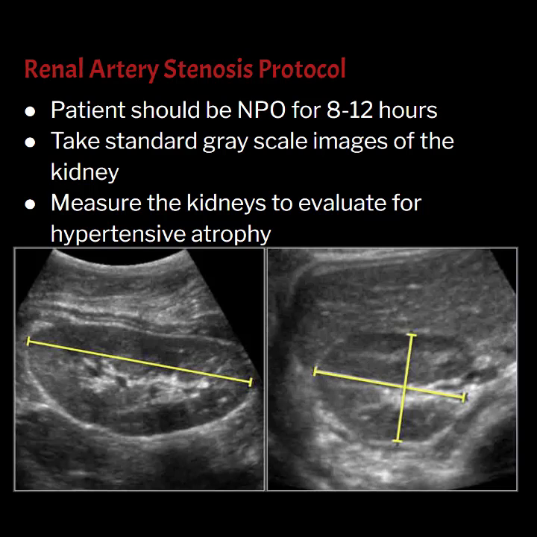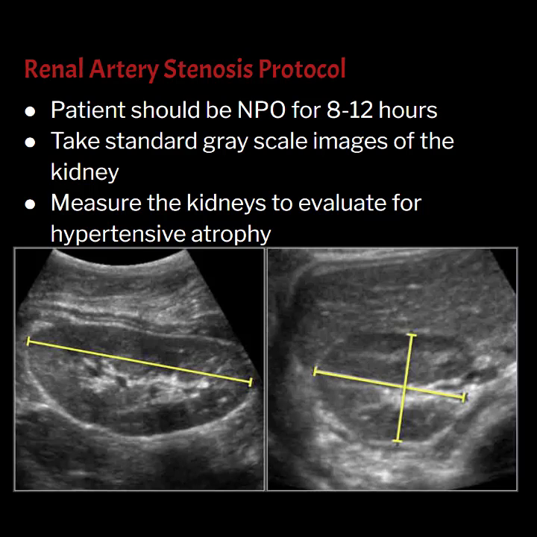So let's take a look at the renal artery stenosis protocol. First off, you want your patient to be NPO for at least 8 to 12 hours. The reason behind this is because the renal arteries are actually really difficult to see. They travel between and under other abdominal vessels, all of which is surrounded by bowel. So we really want to eliminate as much gas as possible.